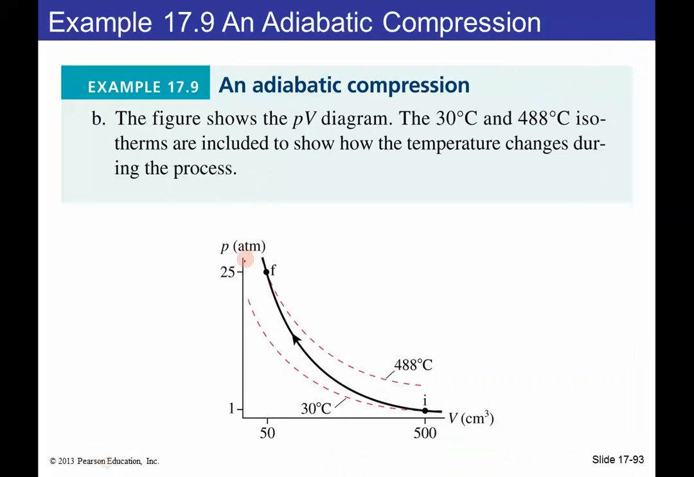So how does this process look in a PV diagram? Well, this is the isotherm for 30 degrees Celsius. This is the isotherm for 488 degrees. So the gas goes, this is a compression, so it's going to go from 500 to 50 centimeter cubed, right? And in that process, it goes from this isotherm to these other isotherms, and the pressure increases from 1 to 25.